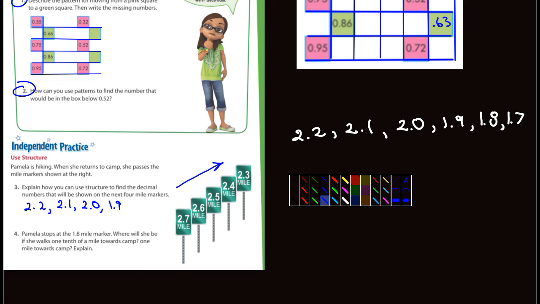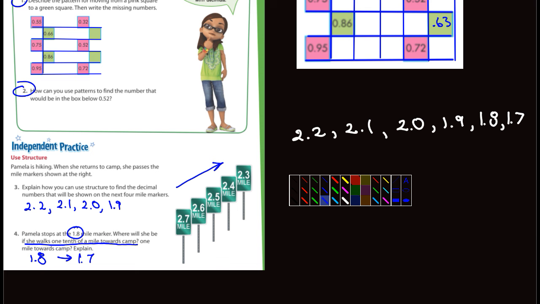Well, okay, so if she stops at 1.8, and she keeps going toward camp, she returns to camp. Okay, so the next one's going to be what? 1.7. All right. So we answered the first question. Where will she be if she walks 1/10 of a mile towards camp? If she was at 1.8, that would take her to 1.7.